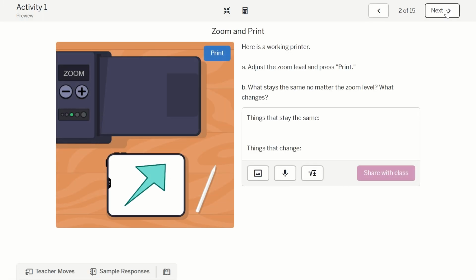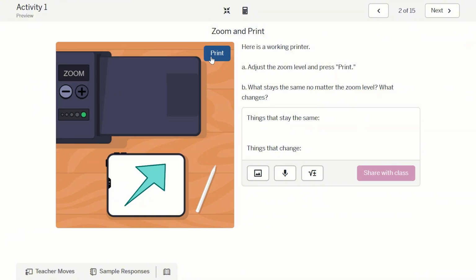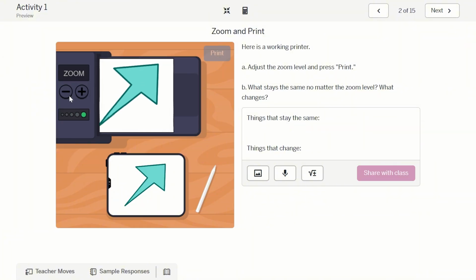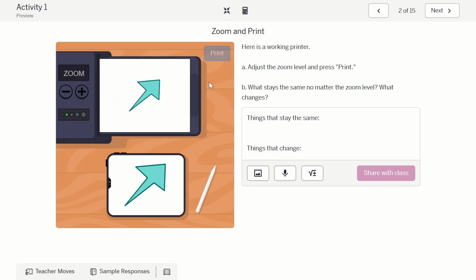All right. On this slide, you guys have a printer. You guys are going to be pressing the zoom out and zoom in buttons, and you're going to be hitting print and seeing what happens with the printer. So go ahead and start doing that, and then in your notes, you may want to answer these questions instead of in the text. You guys can do these in your notes.